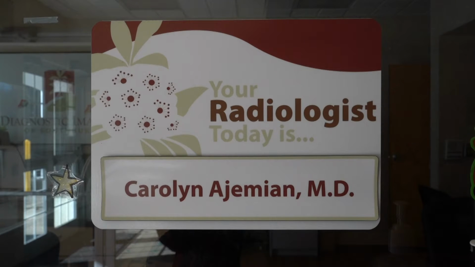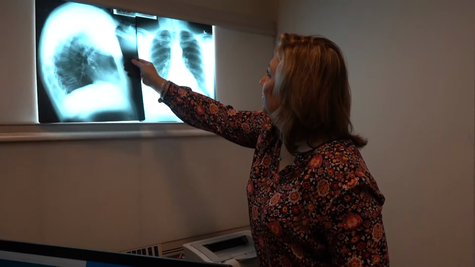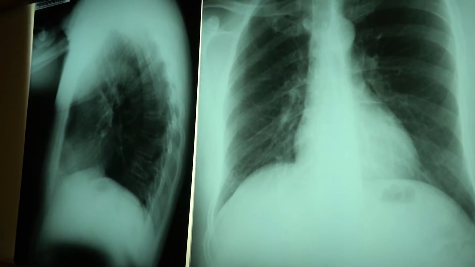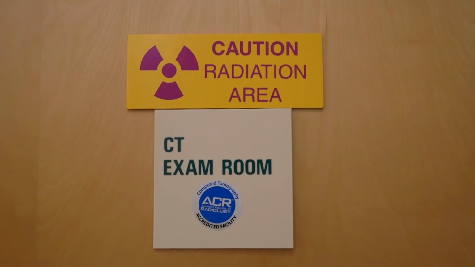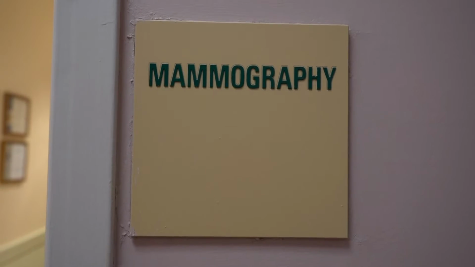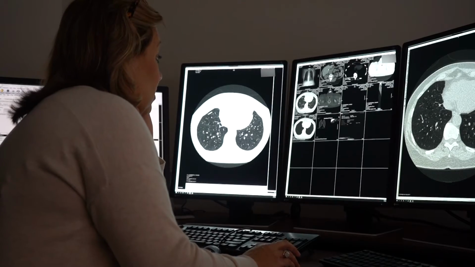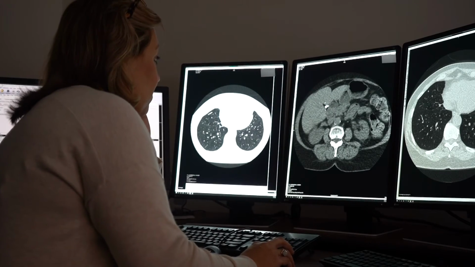Radiology is, they call it now diagnostic imaging, and there are different techniques you can use to image a person to figure out what's going on with them. There's the regular x-ray, ultrasound, CAT scan, MRI, mammography, and then there's also fluoroscopy and interventional radiology, which are other fields within radiology.